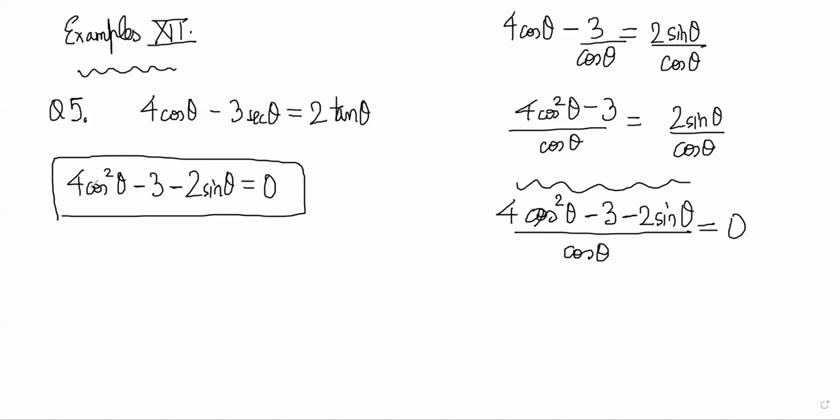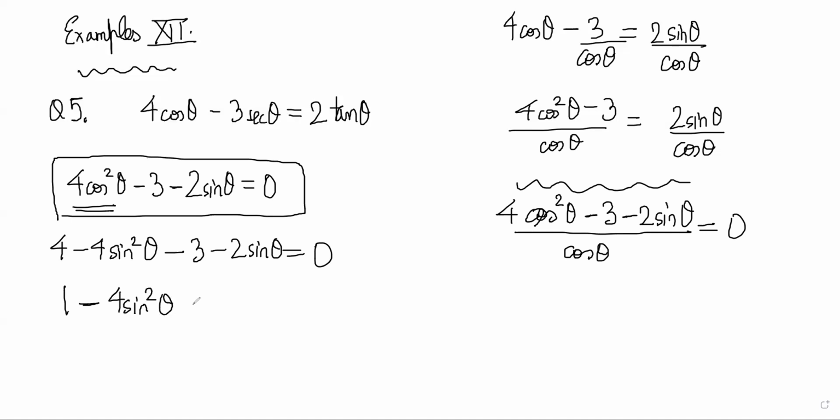It would be better if we get the equation completely in terms of cos or completely in terms of sine. It is not good if there is a mixture because otherwise we are not getting a quadratic equation, right? So we can convert cos square as 1 minus sine square. It will be completely in terms of sine then. Right? You're getting 1 minus 4 sine square theta minus 2 sine theta equals 0, or 4 sine square theta plus 2 sine theta minus 1 is 0.